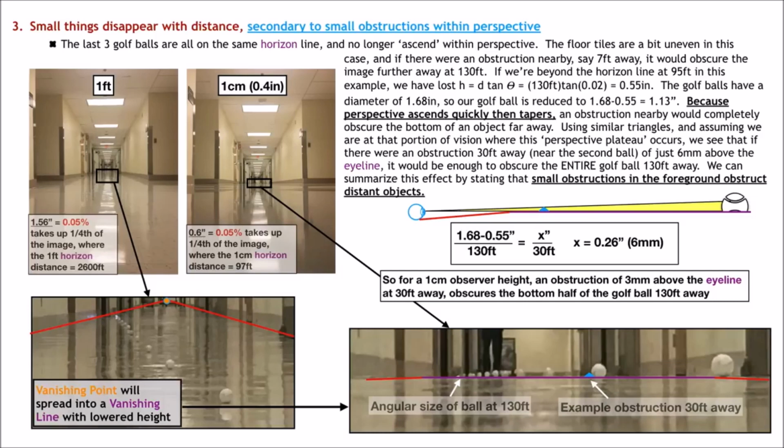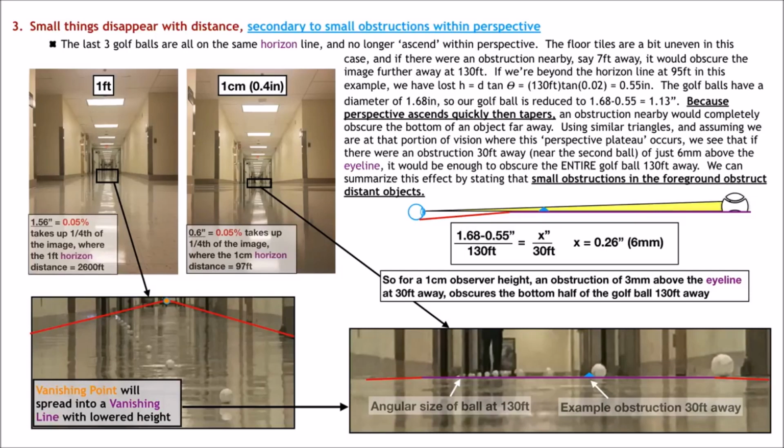So within our floor example here, the last 3 golf balls are all on the same horizon line, and they no longer ascend within perspective. The floor tiles are a bit uneven in this case, and if there were an obstruction nearby, say 7 feet away, it would obscure the image further away at 130 feet.